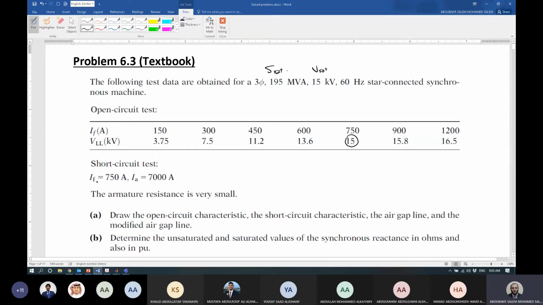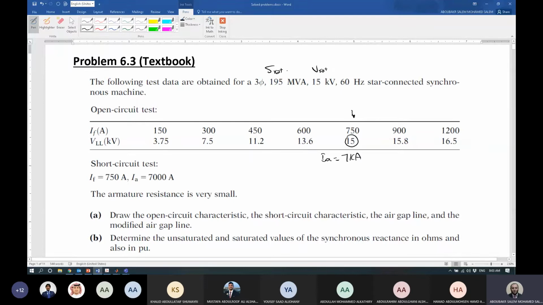It's stated also that in the short circuit test at 750 ampere, the same field current, the armature current of the machine was 7000 ampere. So this is representing the value of current at the same rated voltage and the same field current. So we can say IA at that point equals 7 kiloampere.